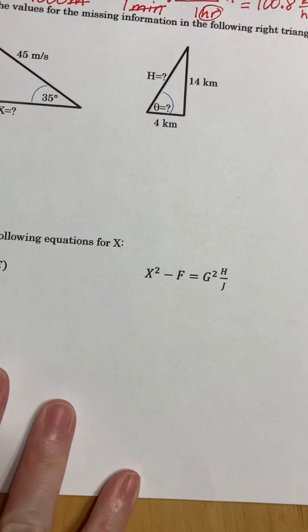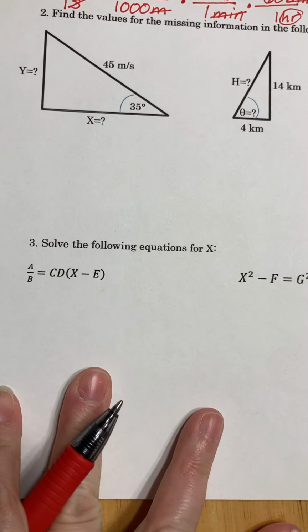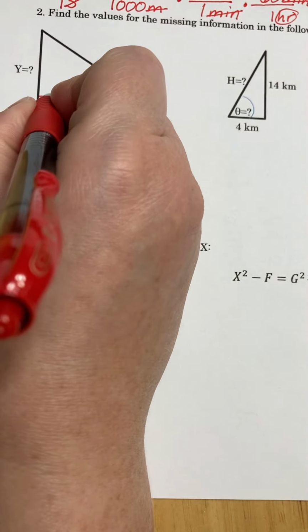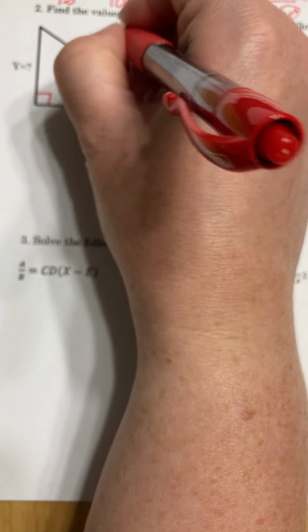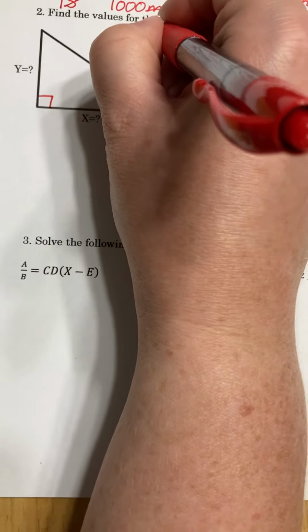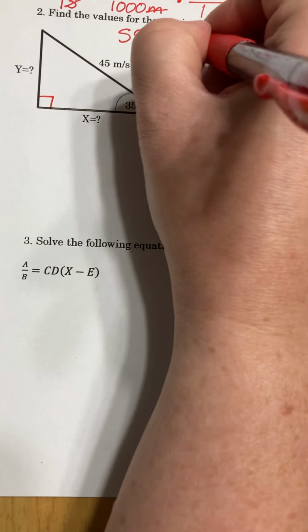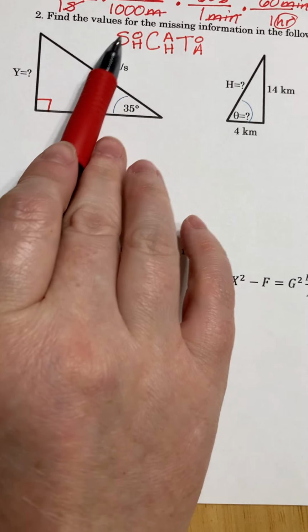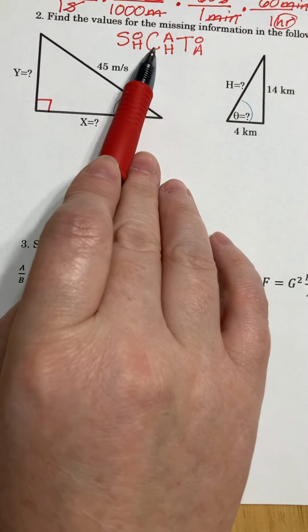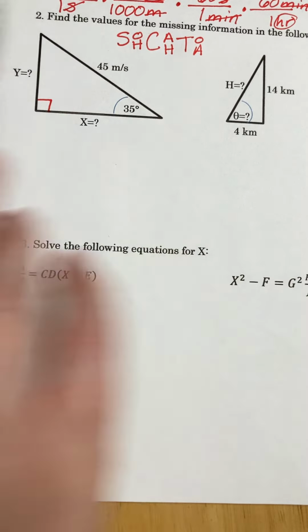Okay, now trig. This is what people were having the most concern about, I know. Remember, we're always using right triangles. Keep in mind, this is SOHCAHTOA. I like to write it like this. I think this is helpful. So SOHCAHTOA: sine is opposite over hypotenuse, cosine is adjacent over hypotenuse, tangent is opposite over adjacent.